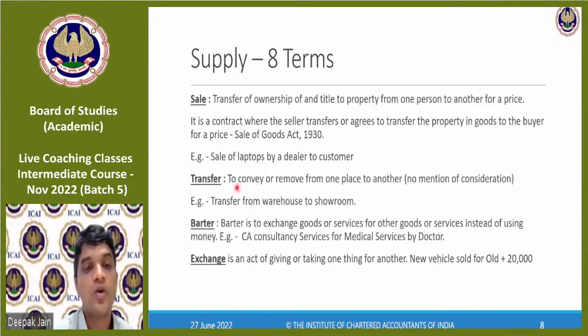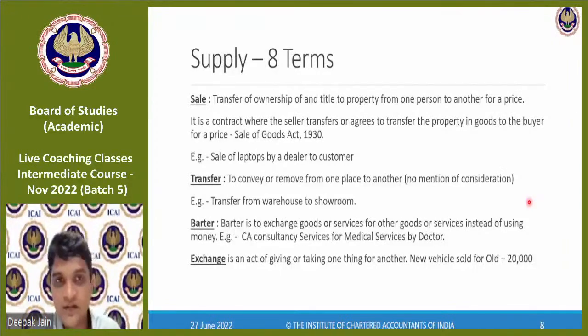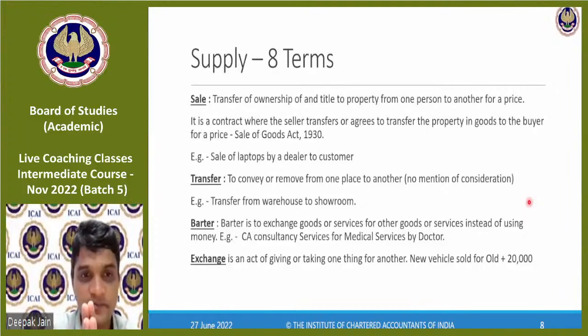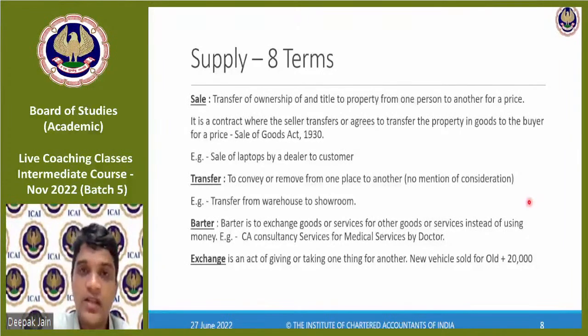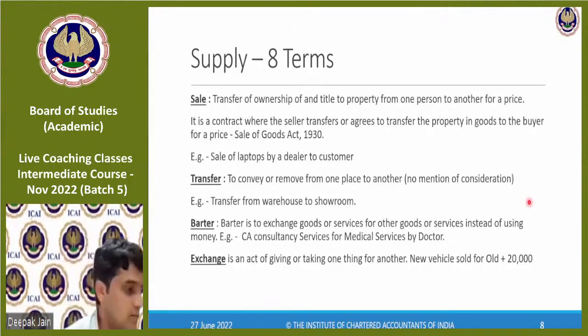Second is transfer: to convey or remove from one place to another. Okay, no mention of consideration. Example, transfer from warehouse to showroom. When I'm transferring goods, without any consideration or for consideration, whatever, it is a transfer, right? So if I'm a head office giving some goods to my branch office, that's an example of transfer. The definition of transfer in income tax is very different. This is the general meaning of transfer. There could be a consideration or no consideration, but when I'm transferring the goods, that is the meaning of transfer. Then barter.